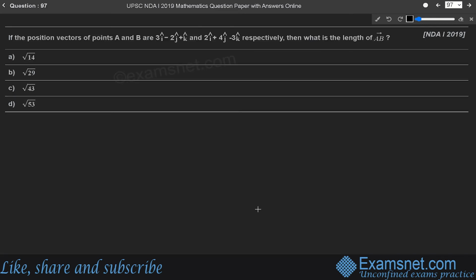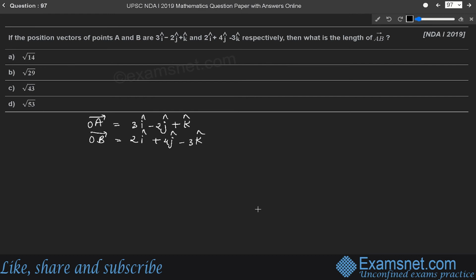Next question is, if the position vectors of points A and B are 3i cap minus 2j cap plus k cap and 2i cap plus 4j cap minus 3k cap respectively, then what is the length of AB vector? It is given that position vector of A and B are OA vector is equal to 3i cap minus 2j cap plus k cap and OB vector is equal to 2i cap plus 4j cap minus 3k cap.